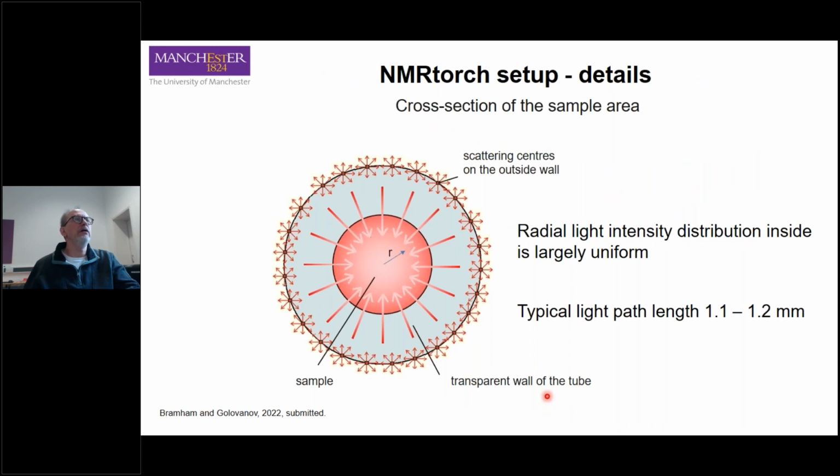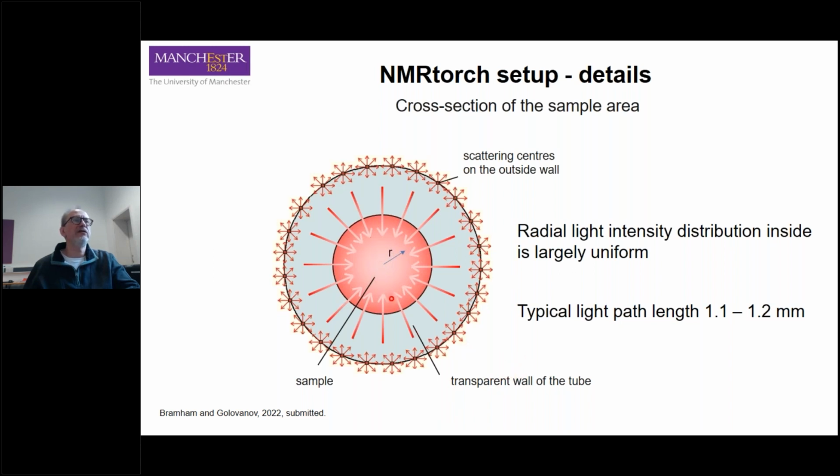Let's look at the cross-section of the NMR torch sample tube. Here the sample itself is located in the middle, surrounded by the thick, transparent glass walls, with light scattering centers positioned on the outside wall of the tube, so they are away from the sample itself. Light is scattered there in all the directions, and at least half of this scattered light gets scattered towards the sample. Some light may be additionally reflected by the components of the probe head that are outside and scattered back towards the sample.